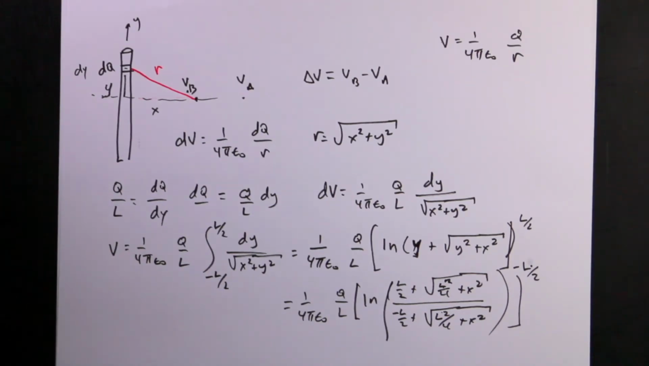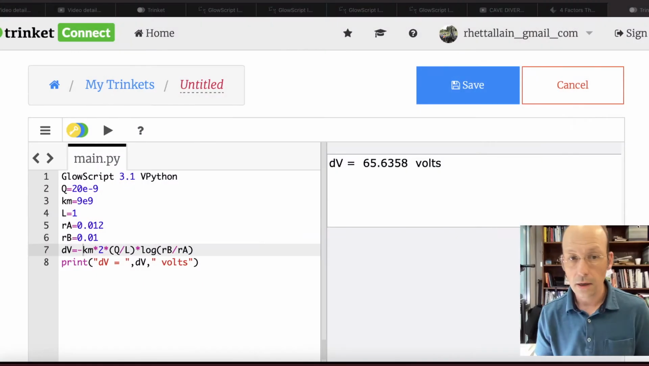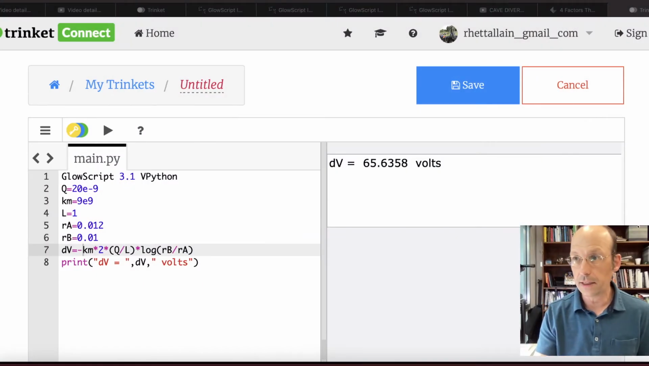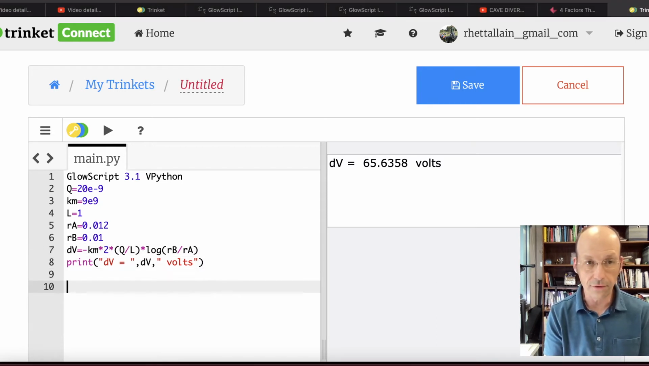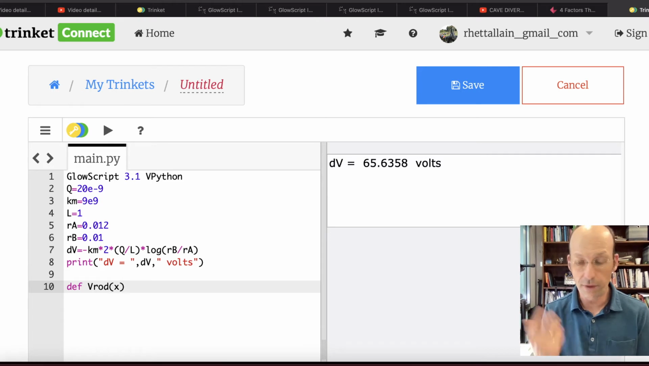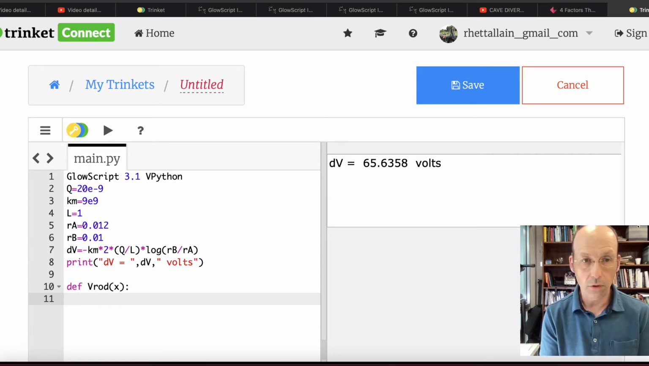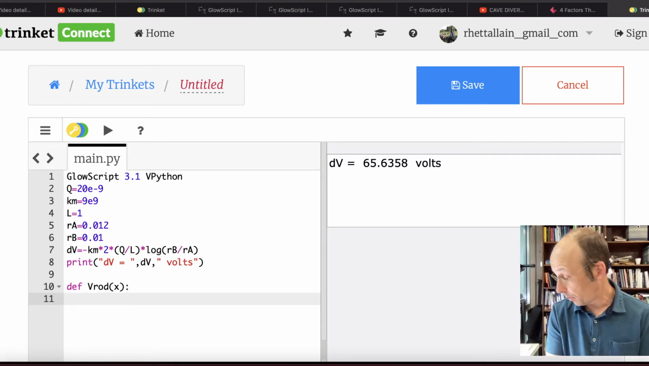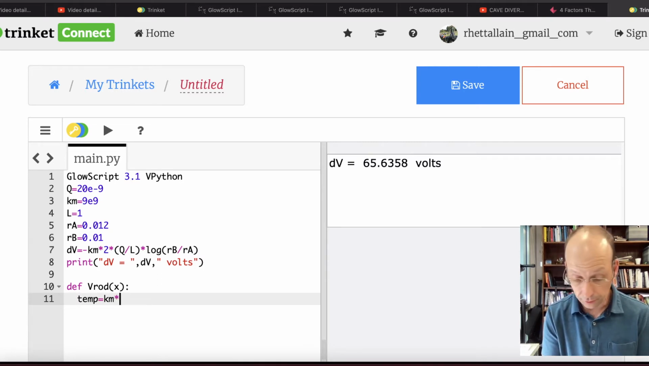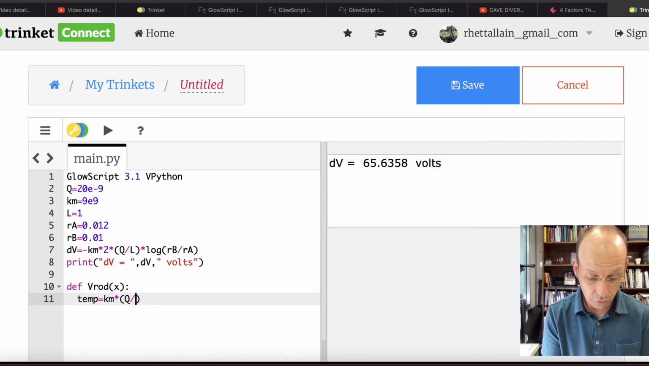Okay, so let's switch over to Python. I already have my Q's and stuff like that in there. Let's go ahead and just define this as a function. Def, call it vrod, and I'm going to give it an x value, whatever x value that is. So I now need to just type in my equation. It's going to be, let's just call it temp equals km, I'm just looking at over here, times q divided by L.